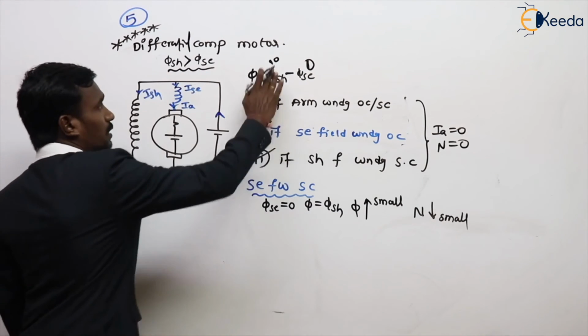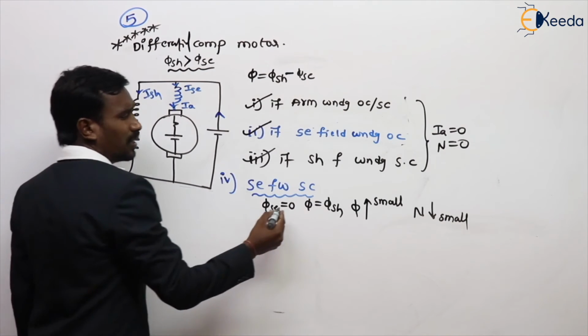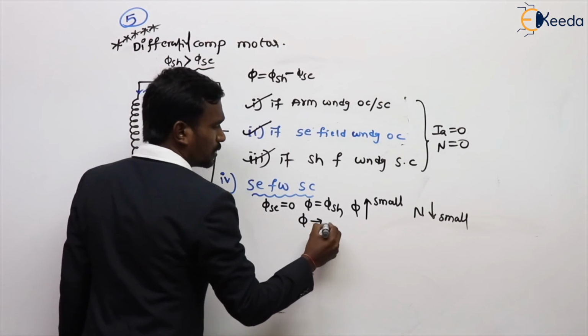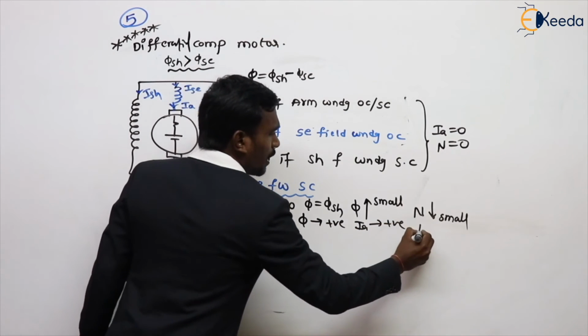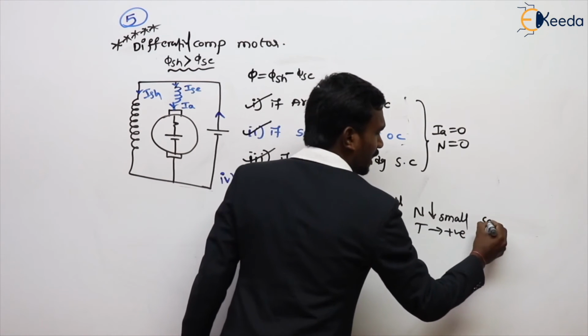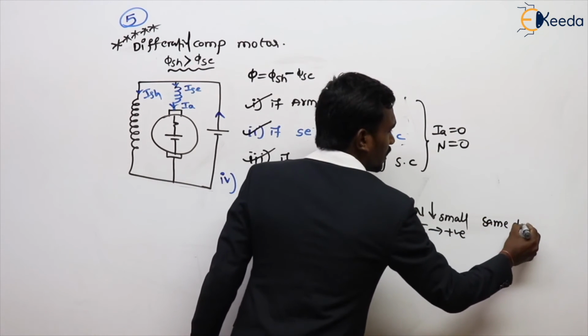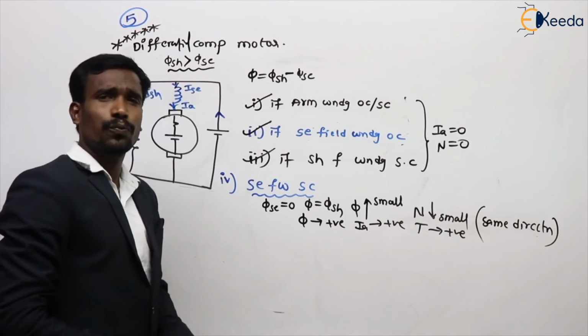Now the next one, very important in this case, see here. Here the flux is still positive and armature current also still positive, hence torque also still positive, hence the machine rotates in the same direction. Same direction. There is no case of reverse direction up to now.